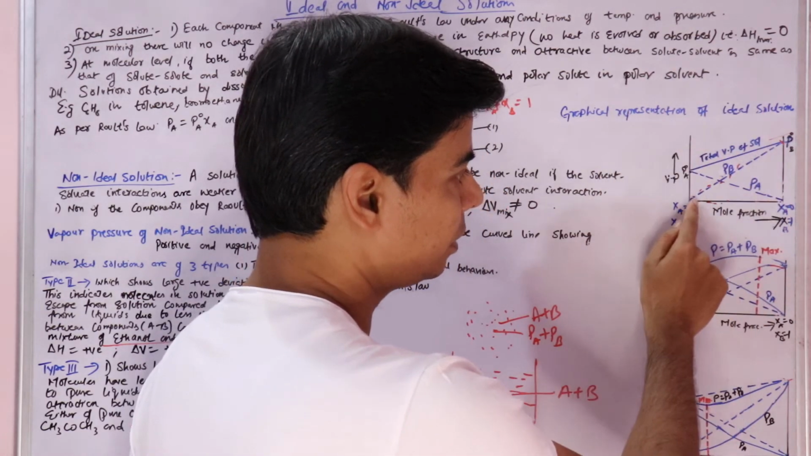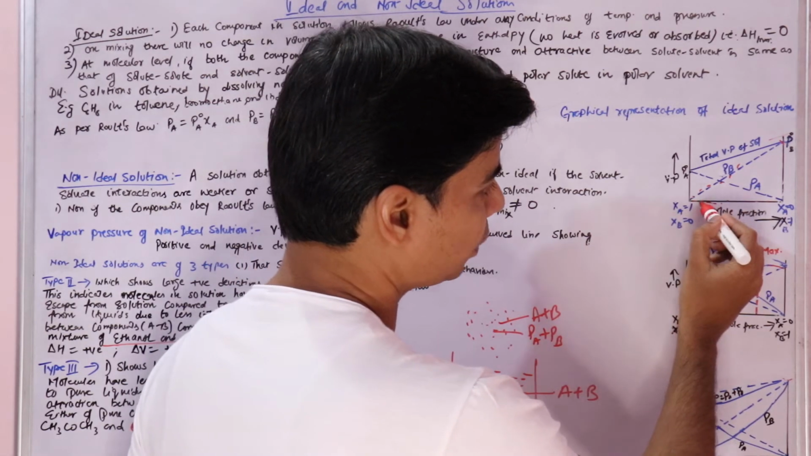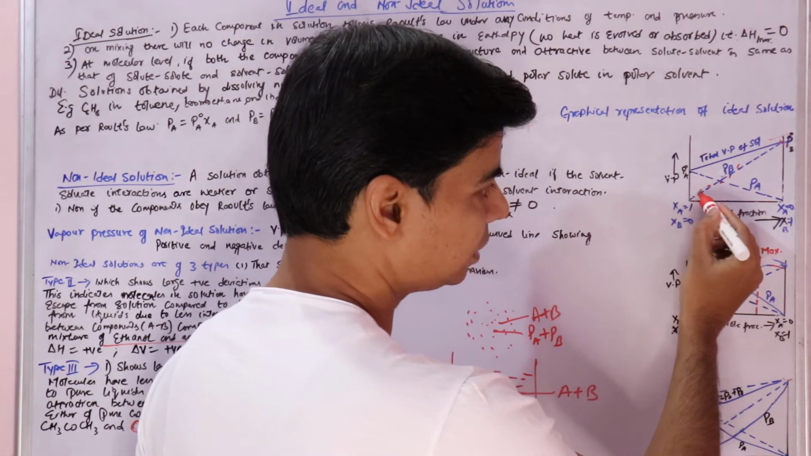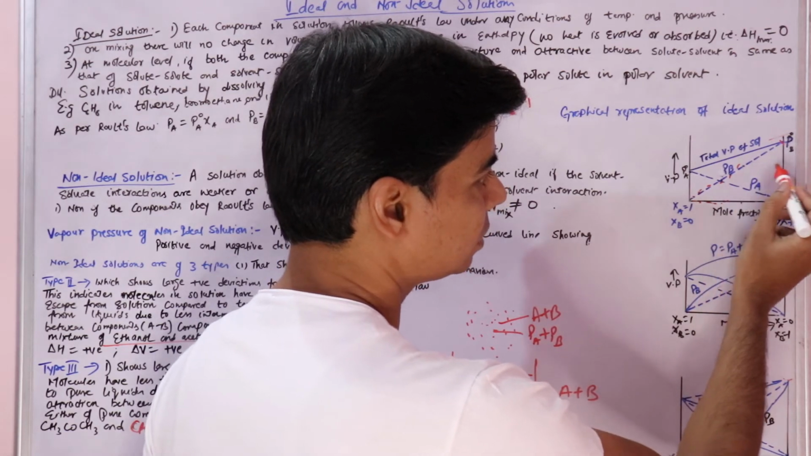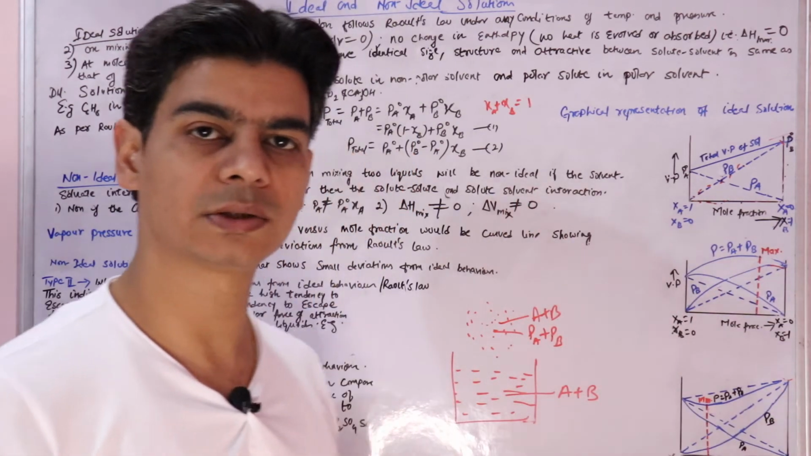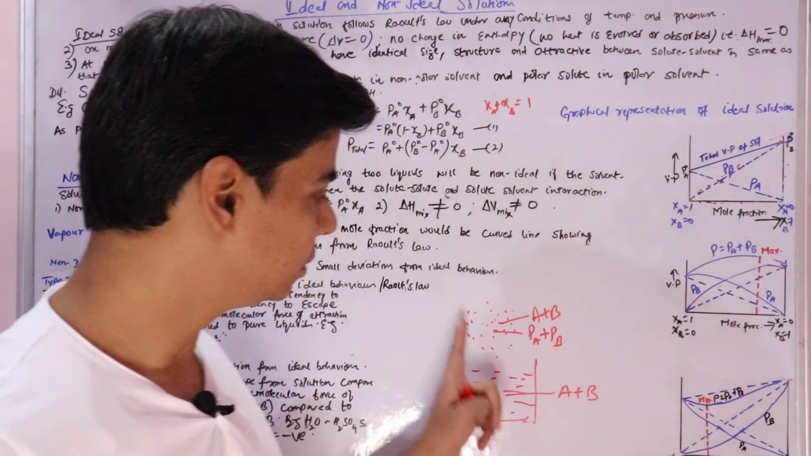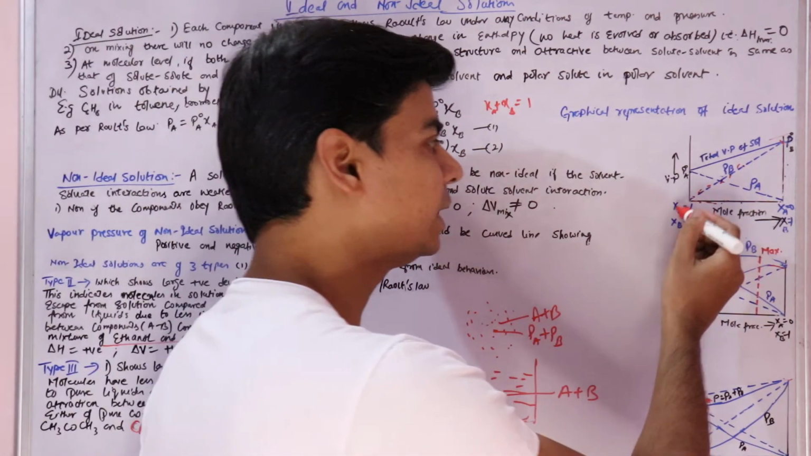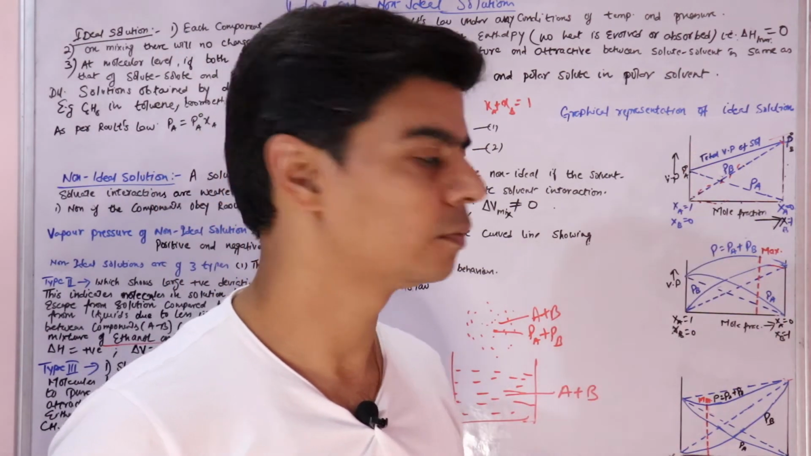If you look here, at this point vapor pressure is this due to B, at this point it's here, at this point it's here. So we see that as we are increasing the mole fraction of liquid B, the vapor pressure due to B, that is here, it's increasing. So we get a straight line between mole fraction and vapor pressure, right?